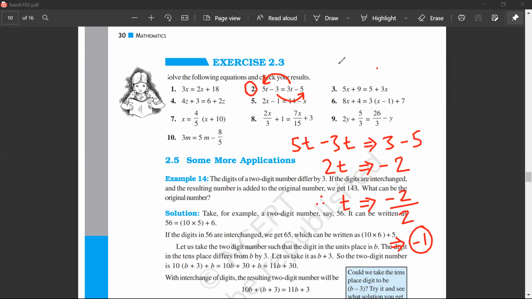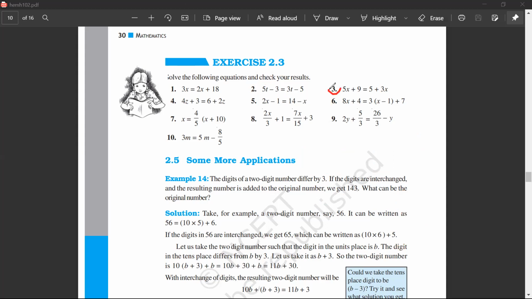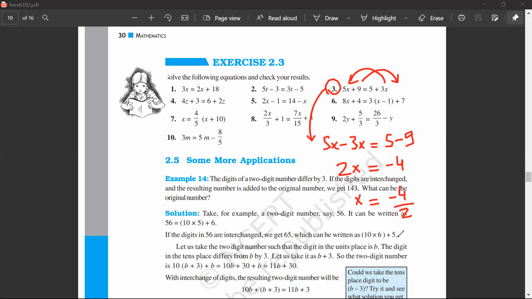Mr. Satya, how should I do question number 3? So I took 5x and 3x together. So it became 5x minus 3x is equal to 5 minus 9, which would be equal to 2x is equal to minus 4. Then we have to divide both by 2. So minus 4 divided by 2, which would be equal to minus 2. Mr. Satya, is it okay? Yes. Mr. Sarthak, is the answer okay? Yes, sir.